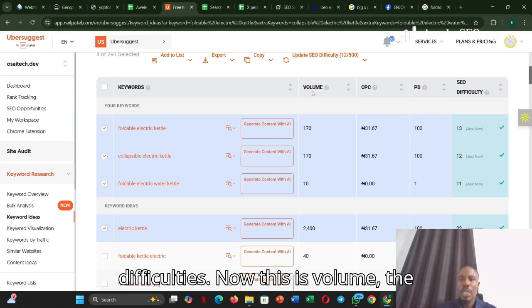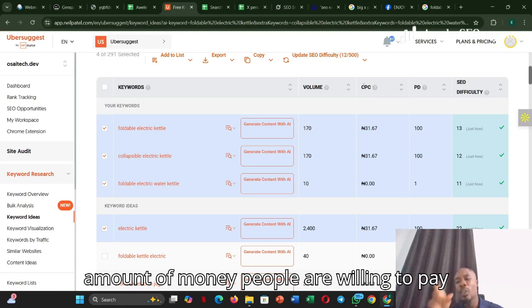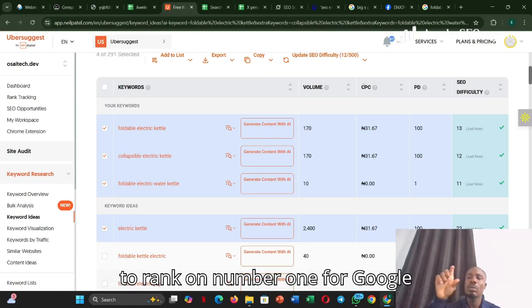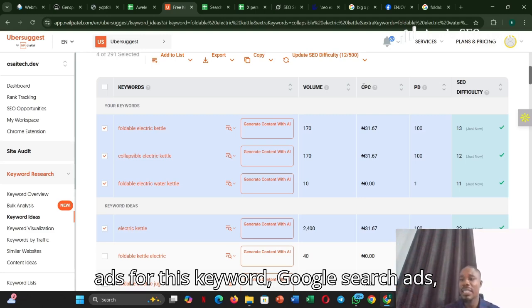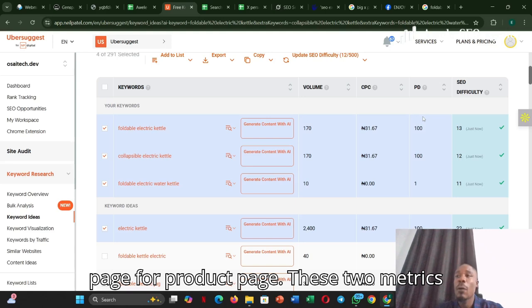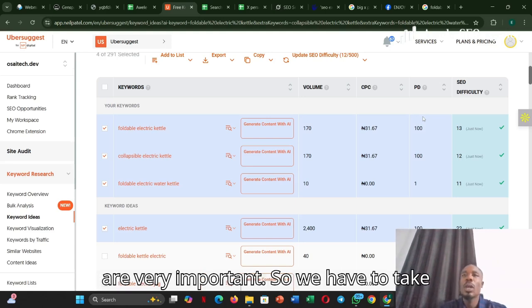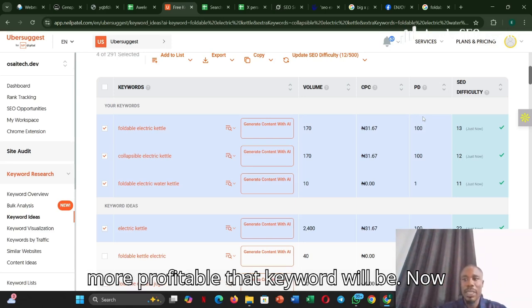This is volume, the number of searches they get every month. Then cost per click is the amount of money people are willing to pay to rank number one on Google search ads for this keyword. And page difficulty. These are very important because we're optimizing this page as a product page. These two metrics are very important, so we have to take note of them. The higher they are, the more profitable that keyword will be.